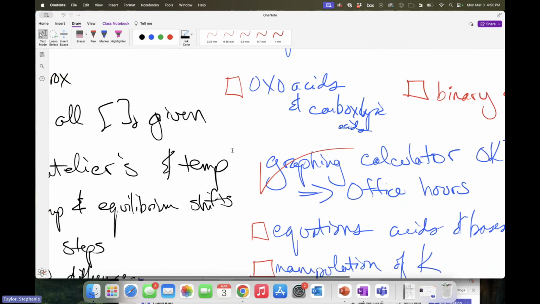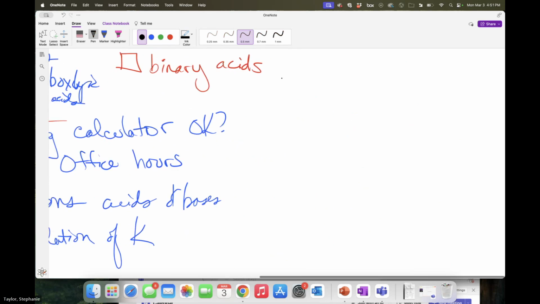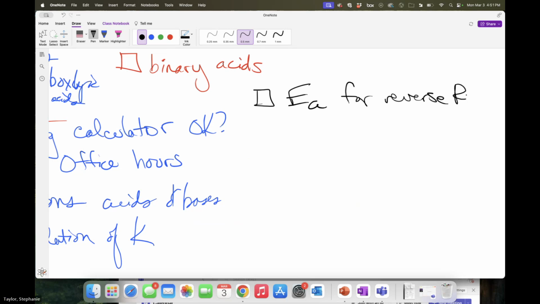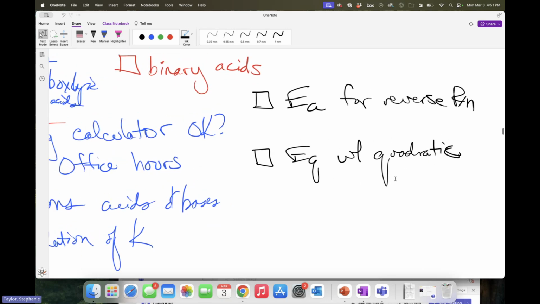Are there any other questions out of the chat so far? Yes, and there's two more. Great. What is the activation energy for the reverse reaction on a graph? Cool. And can you go over an equilibrium problem where we have to use a quadratic equation? That should be all. Fabulous. Okay.